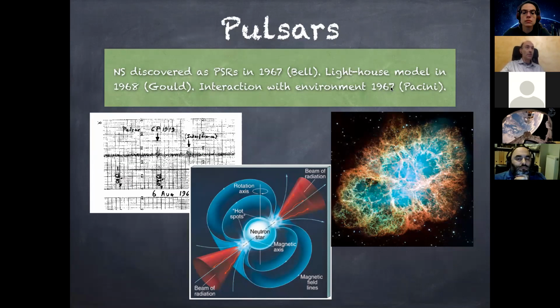In the same year of the discovery, actually before the discovery was published, Pacini suggested that neutron stars could be at the origin of the non-thermal radiation, optical radiation at that time, that was observed coming from the Crab Nebula. So he was the first to postulate an interaction between neutron stars and the surrounding environment.